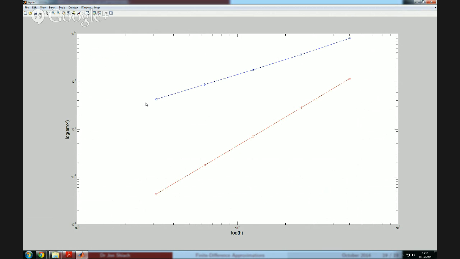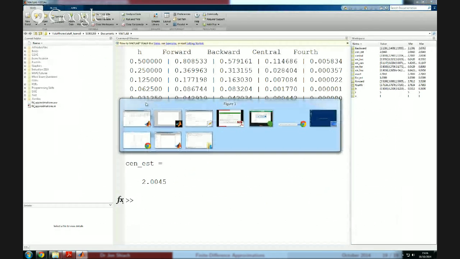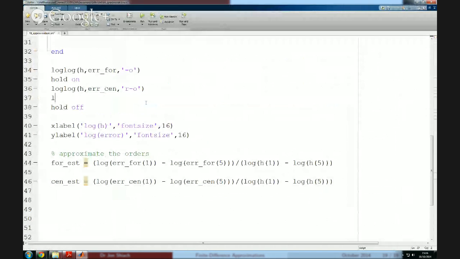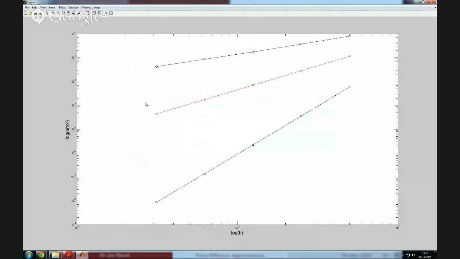Lastly, I'm just going to plot the 4th order as well, just to show you. So if I do a log-log plot of the 4th order errors, okay, you can see the steepest line. This has got a shallow line because it's 1st order. This has got a steeper line because it's 2nd, but this one's steeper still. Now that should be a 4th order method. Let's see what our estimate gives us.